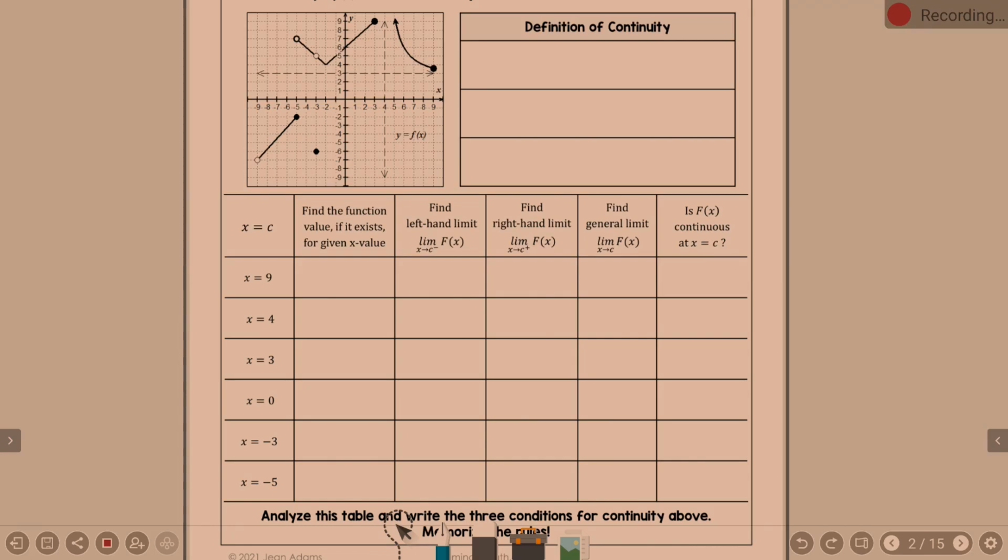Okay, so x equals c, so they gave us some key numbers. They're going to matter in this graph. First, find the function value if it exists for the given x value. So when x equals 9, according to the graph up above, what does it appear the function value is? I have 3.5 written down in mine.